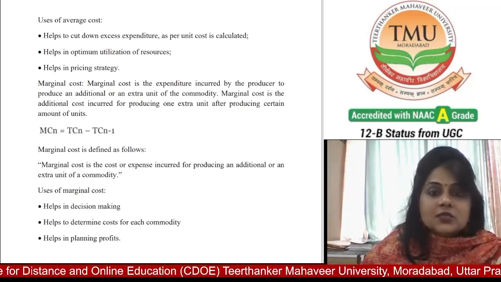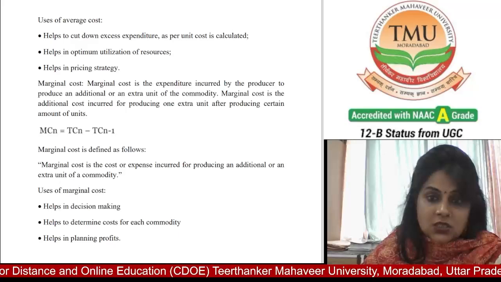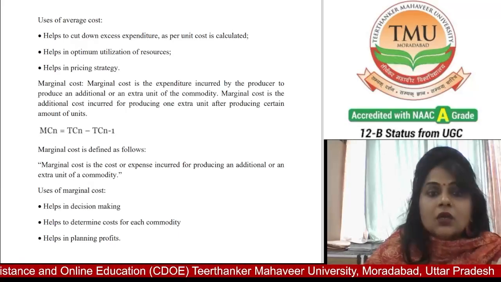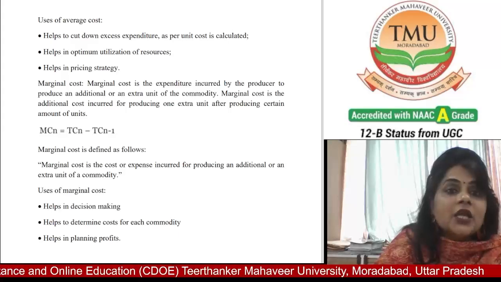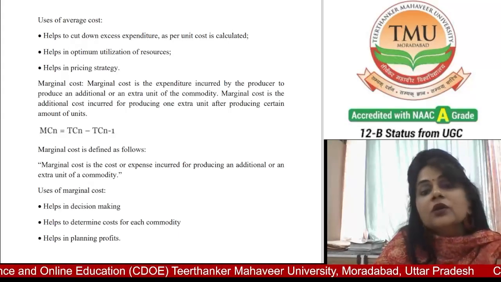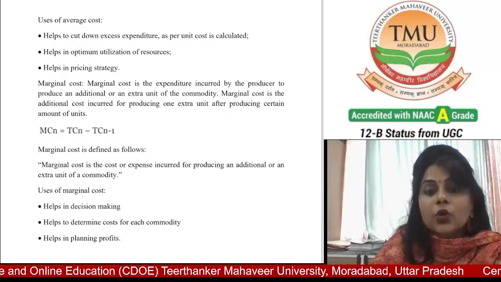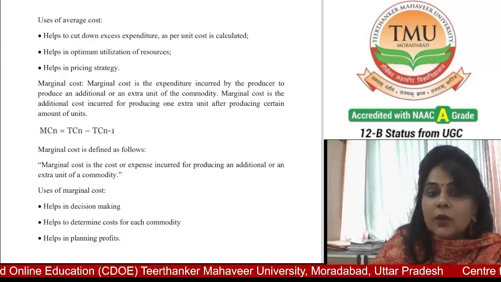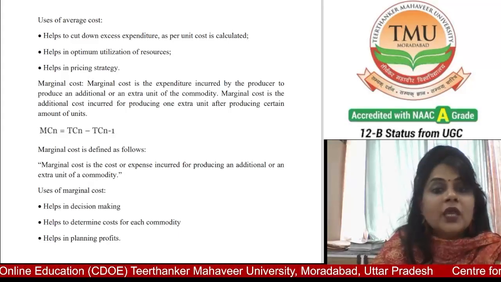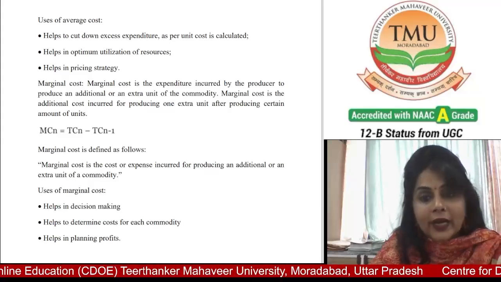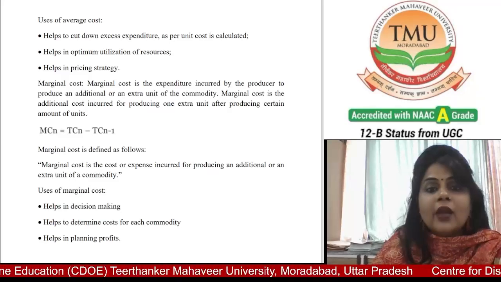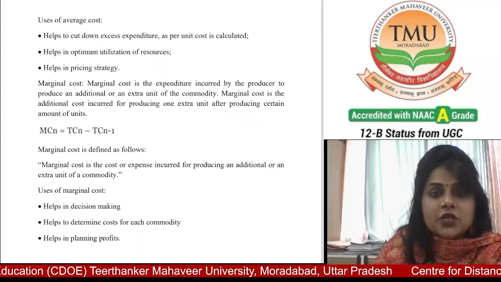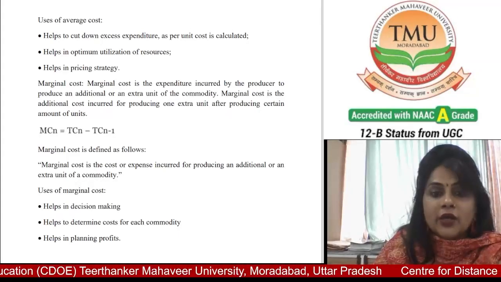So, in economics, marginal cost is the change in total production cost, because it is the additional cost. Marginal cost is the change in the total production cost that comes from making or producing one additional unit. To calculate marginal cost, divide the change in production cost by the change in quantity.